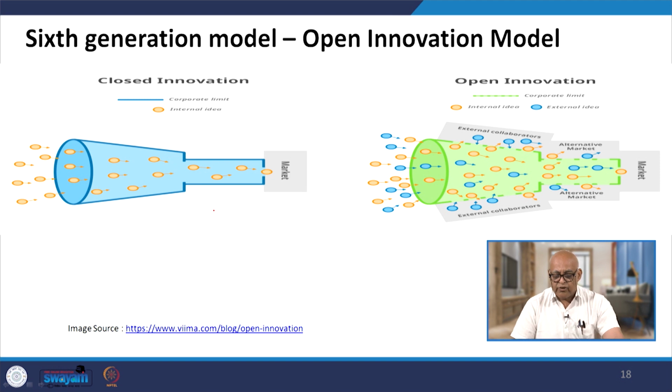When there is an alternative market, open innovation becomes more successful nowadays, because you are taking into consideration both internal and external ideas, while in the case of closed innovation you are taking only the internal idea, and therefore you are not focusing on the external idea. As a result, closed innovations are not becoming very successful, because many times they are rejected by the external collaborators.